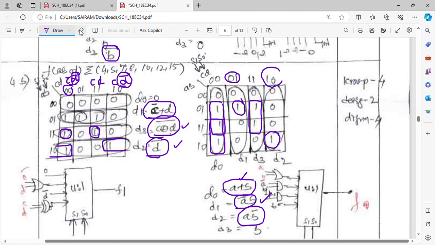Don't consider the C and D part, because the C and D parts are connected to the select lines. Therefore, you are going to consider only the A and B part. Here it is 0 1, so you got it as A bar B, not this particular one. I told you this particular one, I guess. So this is not the one, this is the one.